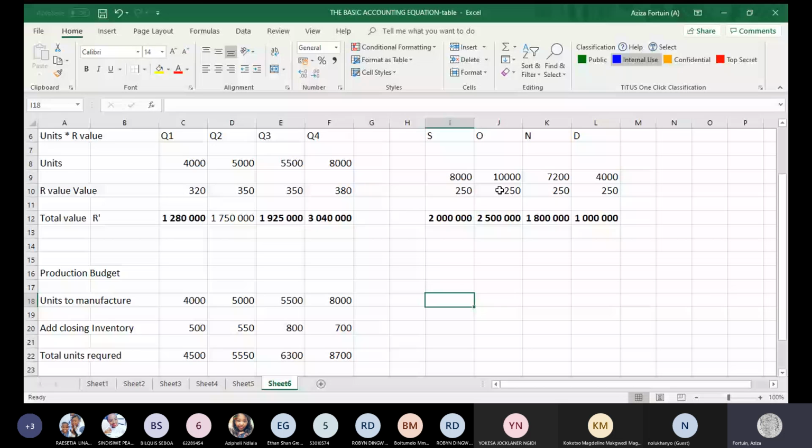So you can understand now what we are trying to figure out here. Now we try to get this value here, the 8,000, the 10,000, and the 7,200, to be able to do my production budget. But for which months do they want the production budget? For September and October. So for September, my units to manufacture was 8,000. You need to do it with me. So now you need to give me the closing inventory of the production budget.